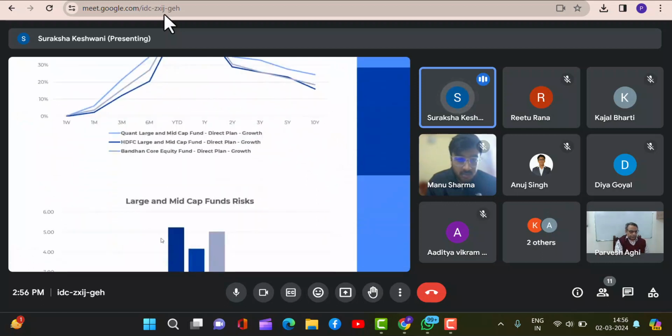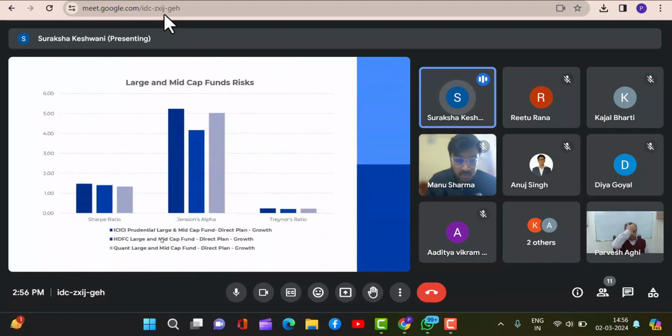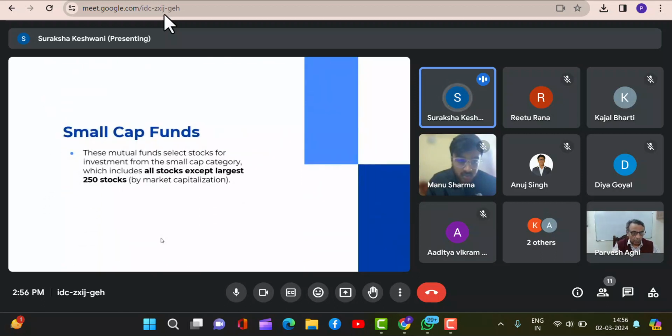We can see the graphs as well in this, that the Jensen's Alpha is higher for ICICI Prudential, and all the ratios are higher in the ICICI Prudential, and HDFC is a little bit risky but giving almost similar returns. So now Kajal will cover the further part.